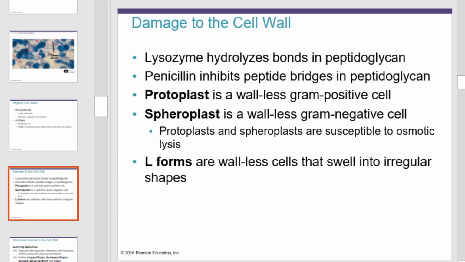A protoplast is a wall-less gram-positive cell. A spheroplast is a wall-less gram-negative cell. L forms are wall-less cells that swell into irregular shapes.